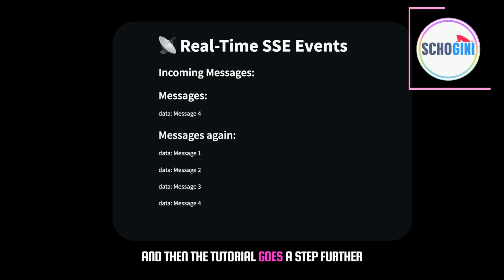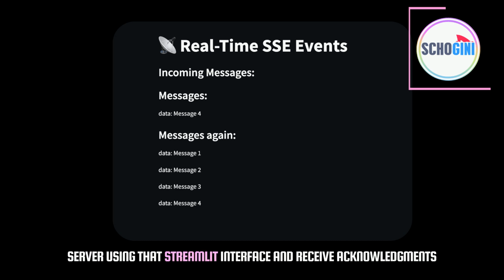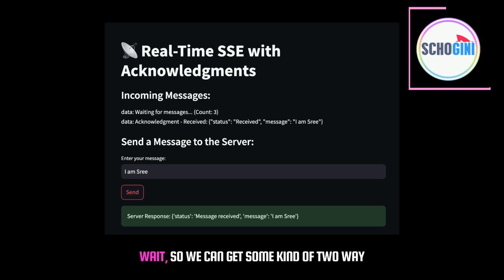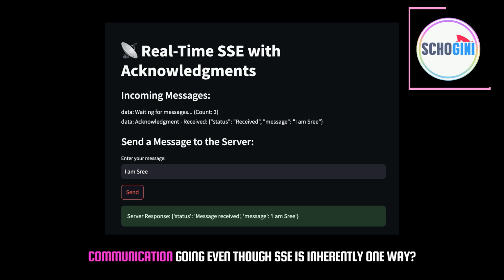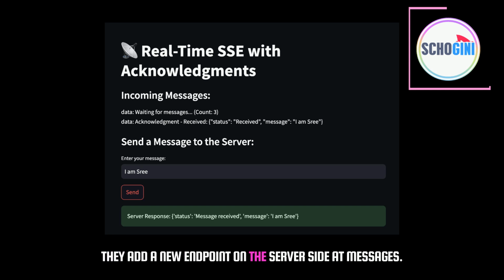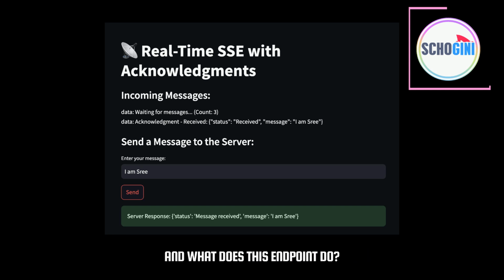And then the tutorial goes a step further and introduces a more interactive scenario where the client can actually send messages back to the server using that Streamlit interface and receive acknowledgments through the SSE stream. Wait, so we can get some kind of two-way communication going even though SSE is inherently one way? How does that work? It's pretty clever. They add a new endpoint on the server side at /messages. And what does this endpoint do?